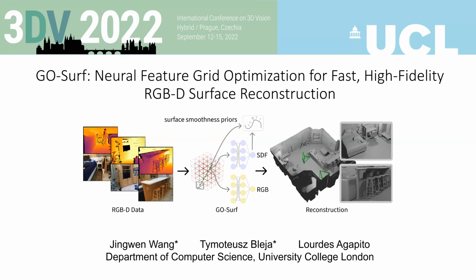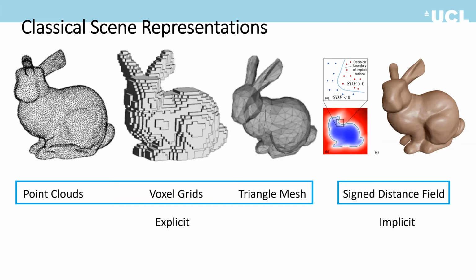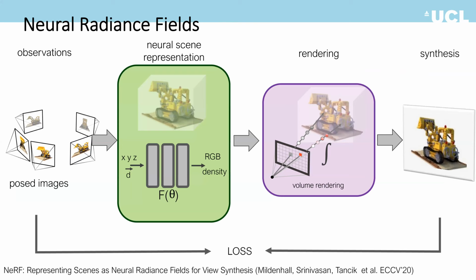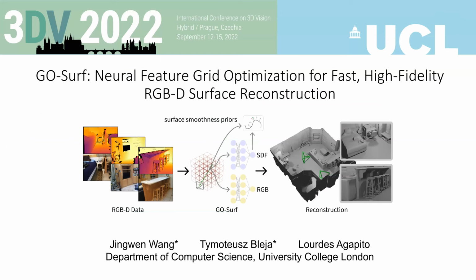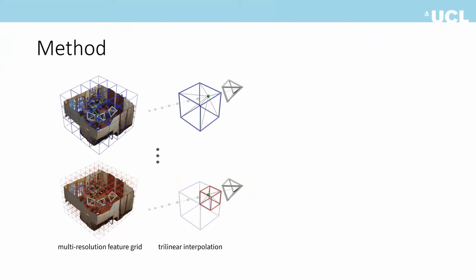So this is what I was talking about in the classical scene representation. And this is the NeRF line. And our experiments also show that using a feature grid plus a tiny MLP decoder can reduce the training time from like 20 hours to 20 minutes. Okay, so the whole pipeline is very simple.